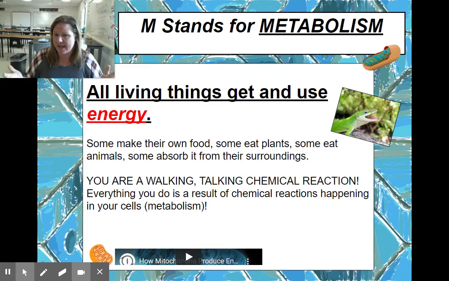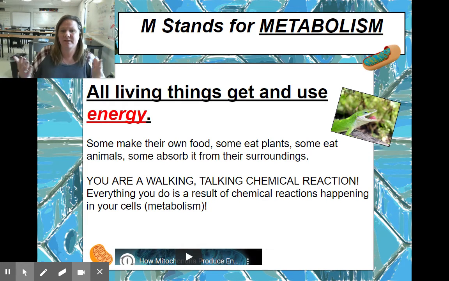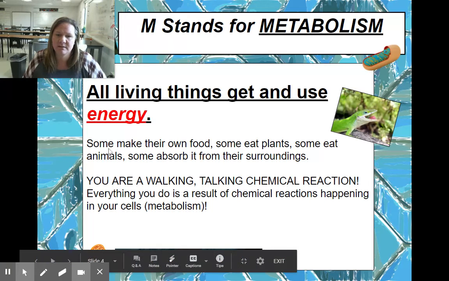Living things use energy. And when you stop using energy as a living thing, that's our definition of death. So living things that die are no longer using energy, right? My 10th grade biology teacher always told us, you're a walking, talking chemical reaction. Everything any living thing does is a result of all these chemical reactions happening in your cells. And you need energy to keep things going as a living thing. So all living things use energy.